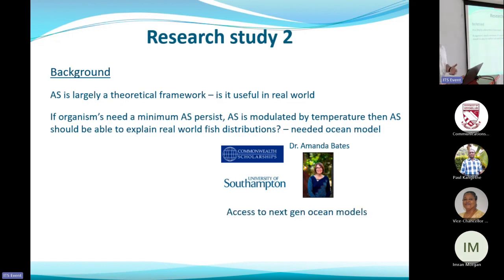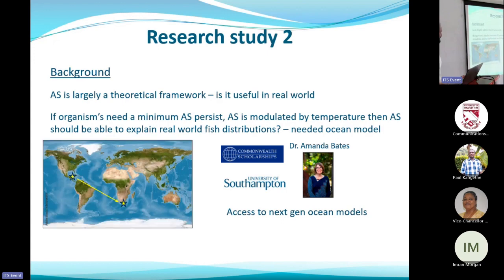And that gave me access to the National Oceanographic Centre. And this just happened to be the institute that was producing the most complex, next generation level of ocean models for the South African coastline. So I had access to this and I could begin to answer these questions.